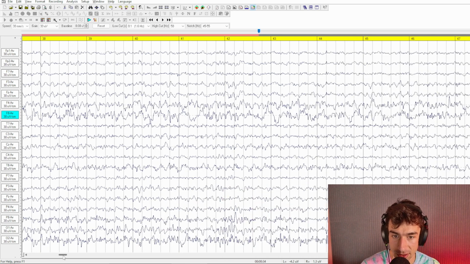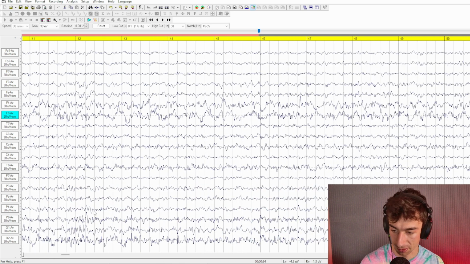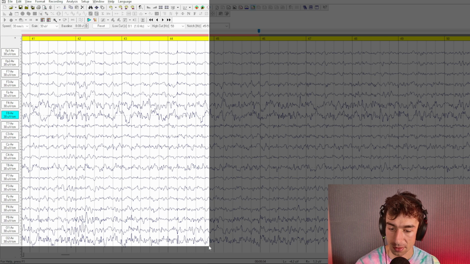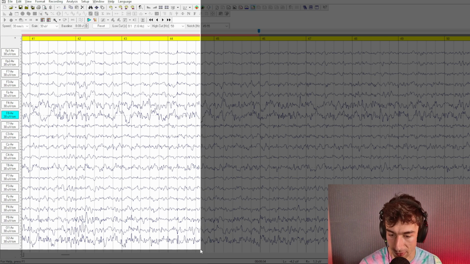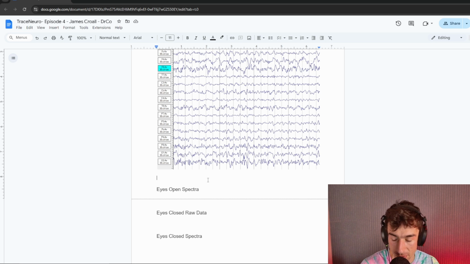So the background activity is on the faster side. And this is an interesting little snippet here because we see occipital activity that's really in the teens. And we haven't yet really seen something in the classic alpha range. So what's that all about?